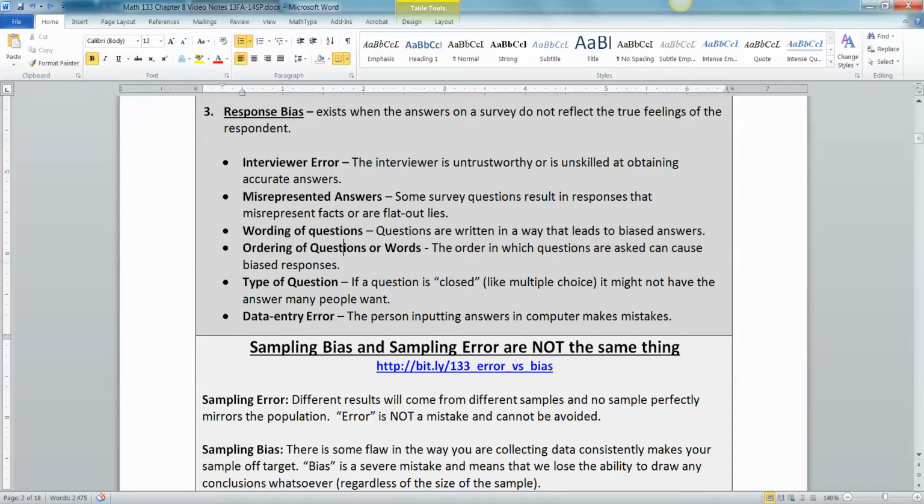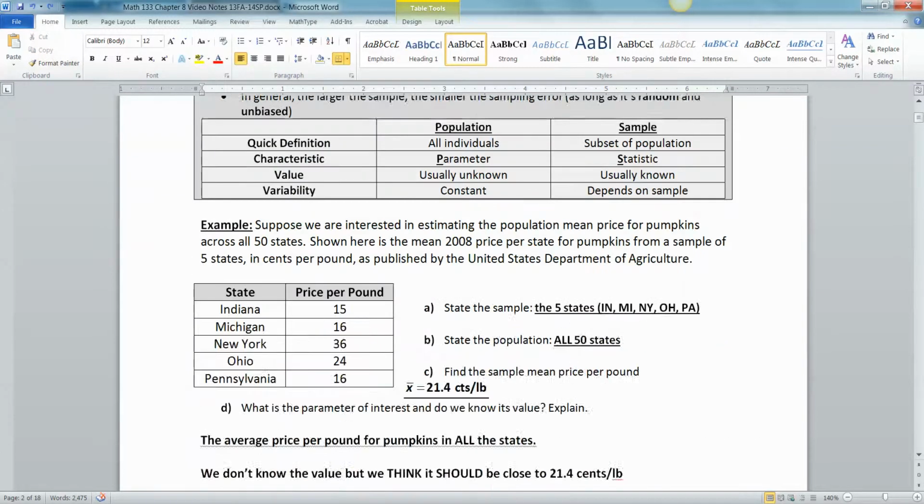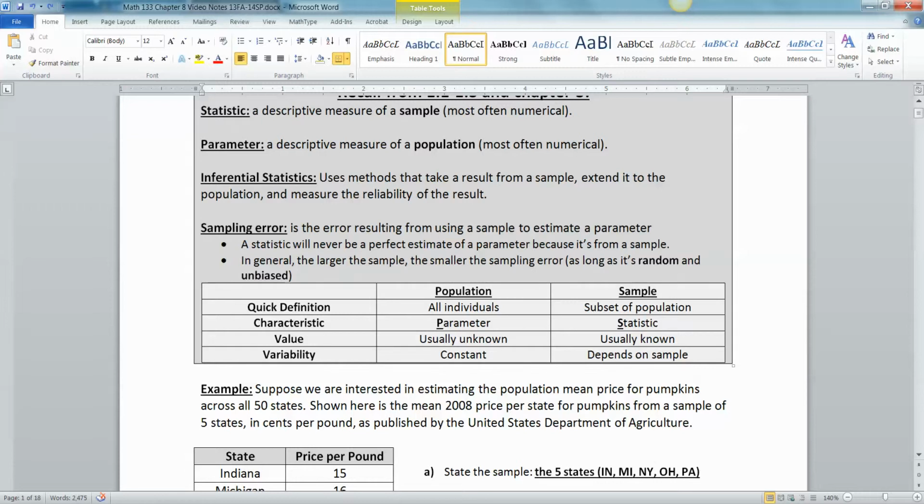All right, one last comment I want to make, which is sampling error and sampling bias. They sound very similar, but they are two totally different things. Sampling error comes from the fact that different results will come from different samples. So every sample you take is going to be a little bit different, and none of them are going to be perfect mirrors of the population. It's nothing you're doing wrong. It's just the fact that a sample is a sample. And because of that, it's never going to fully represent the whole population. It's always going to be a little bit off.